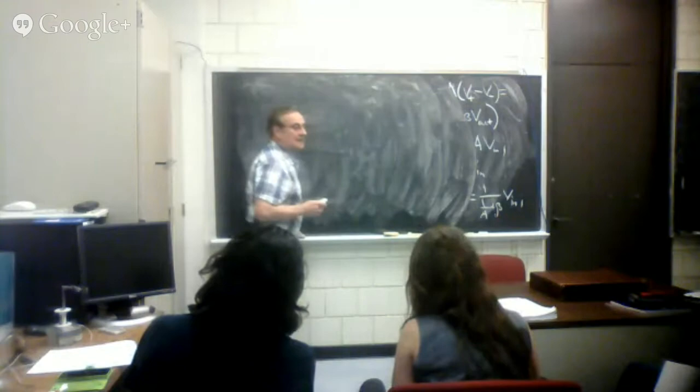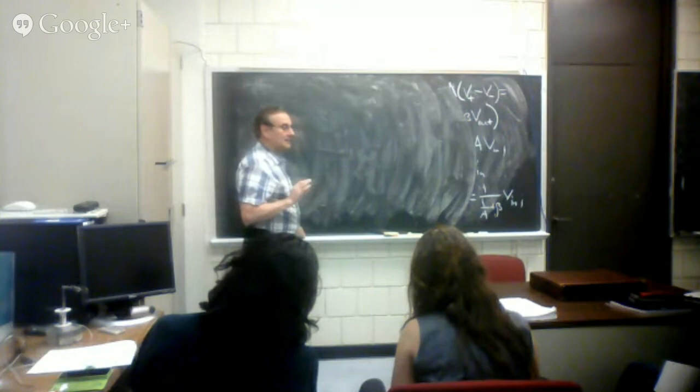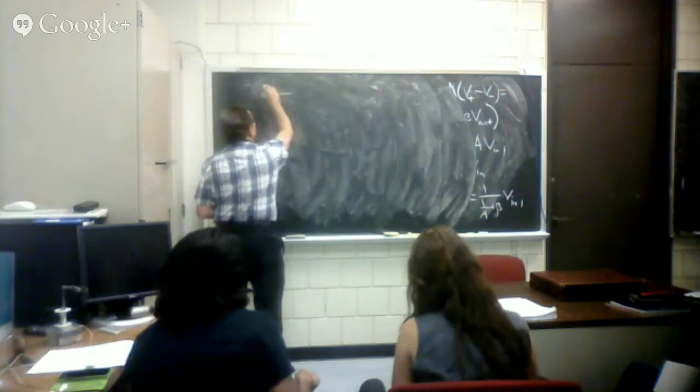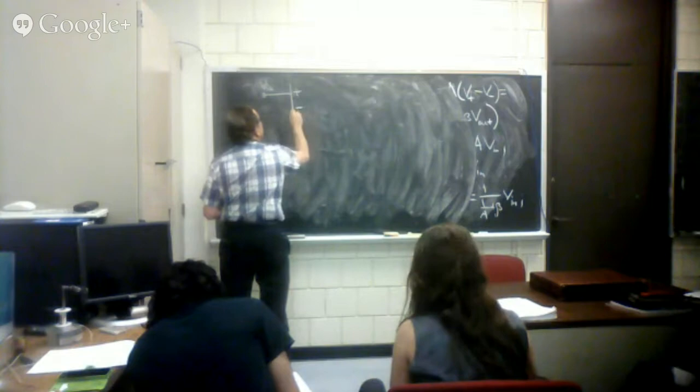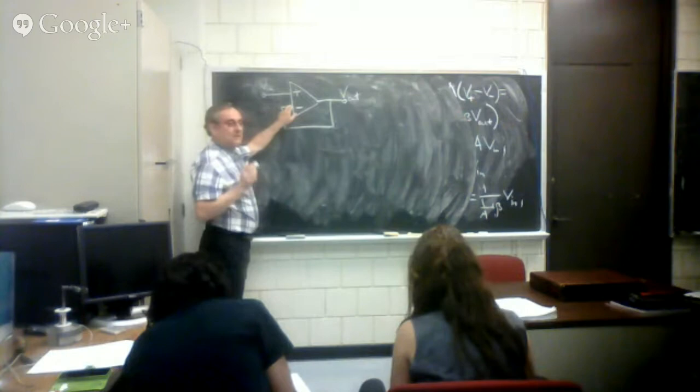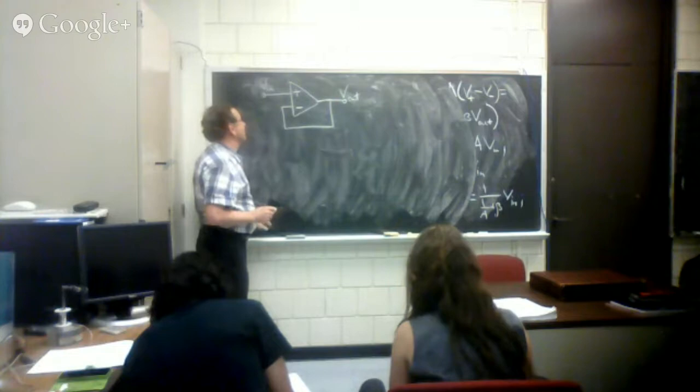With these rules, I claim we can explain all the circuits with negative feedback relatively simply and without too much difficulty. Let's start with the easiest, which is a follower. So the first circuit is a follower, which will be like this. We simply connect V out and the inverting input with a wire, a zero resistance wire. And I claim this is the follower.